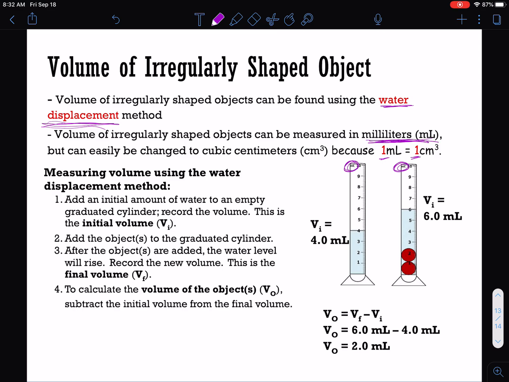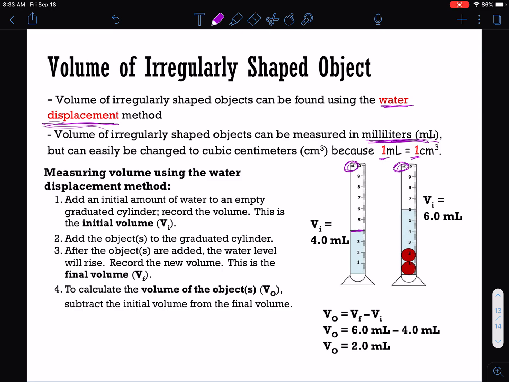So with water displacement, what you do is put an amount of water in the graduated cylinder. That is going to be your initial volume, VI. I standing for initial, V standing for volume. So we put water in here, and we got 4.0 milliliters. Then you're going to add the objects to the graduated cylinder, and we'll go over how to do that in class so nothing splashes out.